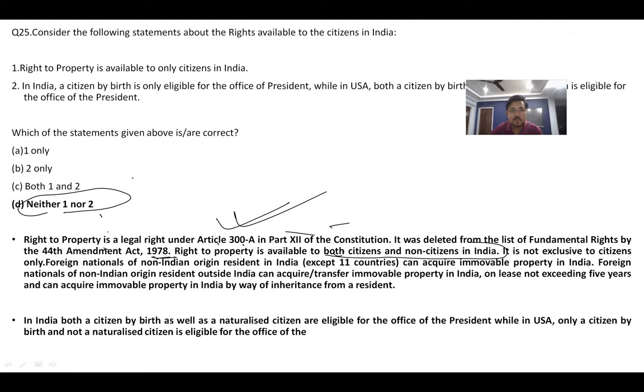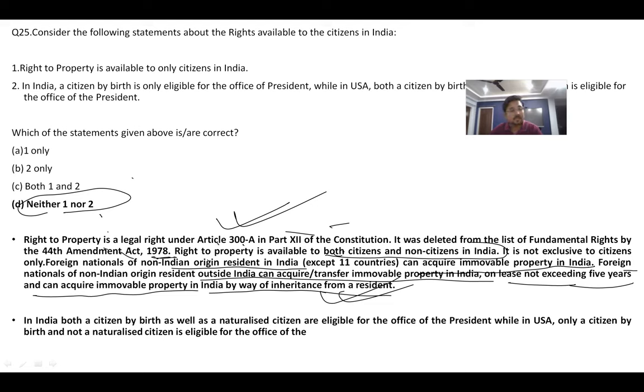Foreign nationals of non-Indian origin resident in India can acquire immovable property in India. Foreign nationals of non-Indian origin resident outside India can acquire or transfer immovable property in India on lease not exceeding 5 years, and can acquire immovable property in India by way of inheritance from a resident.